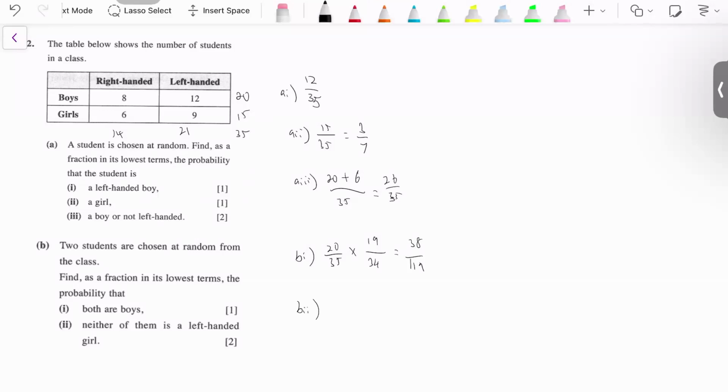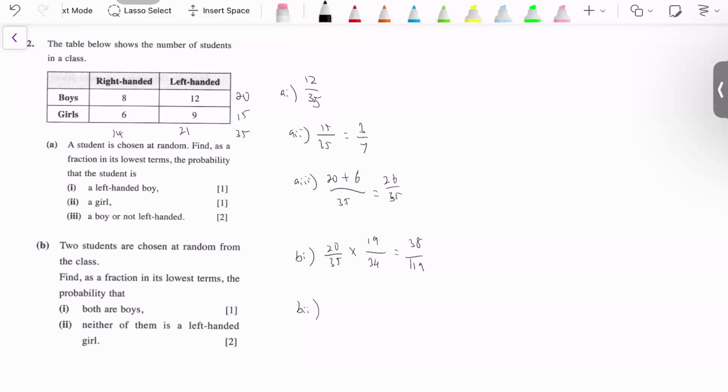Okay, B part 2. 2 students are chosen at random and neither of them is a left-handed girl. In this case, there are 2 ways. We can find the probability of those who are not left-handed girls and multiply together, or we find the probability of left-handed girls and use 1 minus it. What I'll do is use the first method, which is to find the probability of us getting not left-handed girls for both picks.